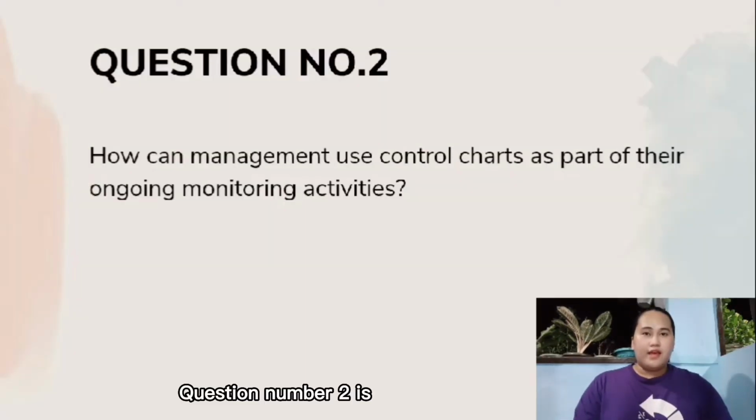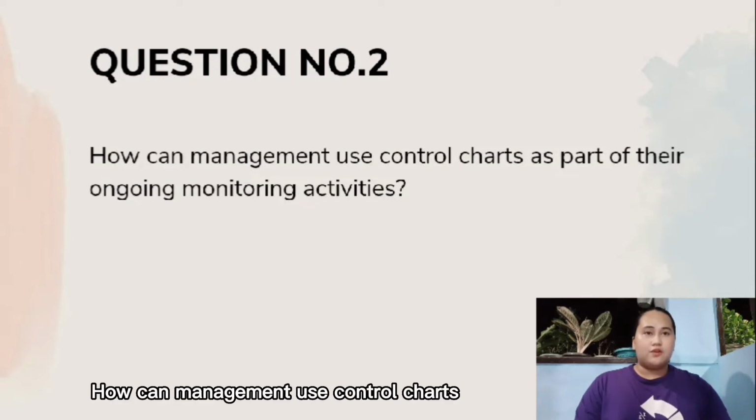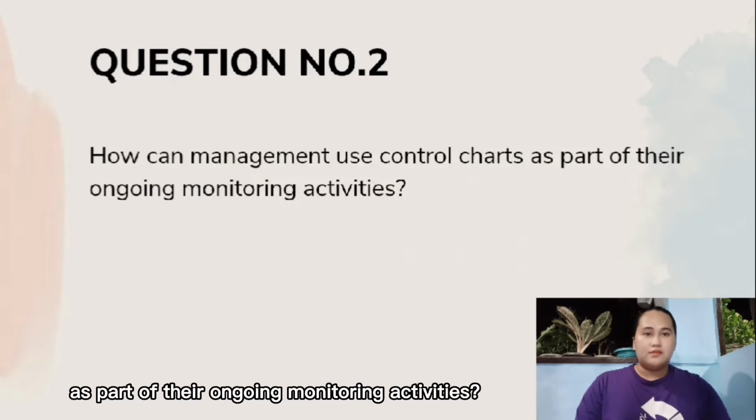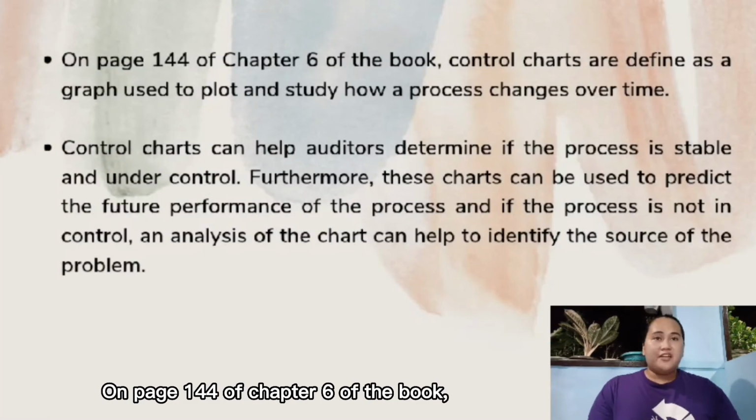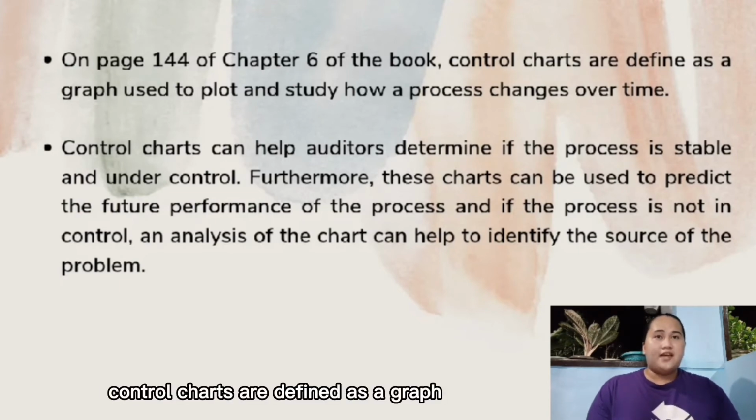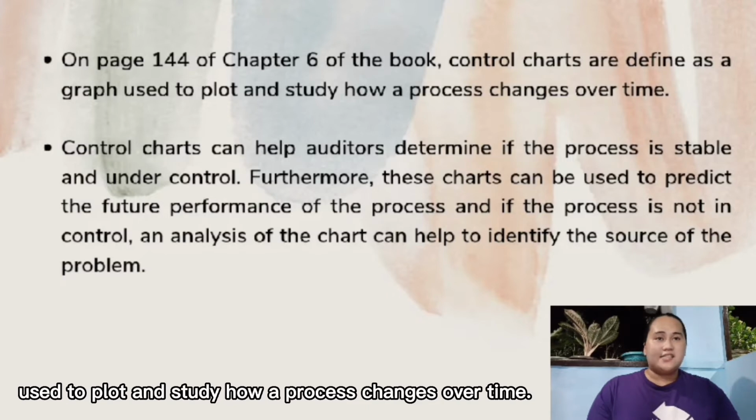Question number 2 is, how can management use control charts as part of their ongoing monitoring activities? This is the example of a control chart. On page 144 of Chapter 6 of the book, control charts are defined as a graph used to plot and study how a process changes over time.